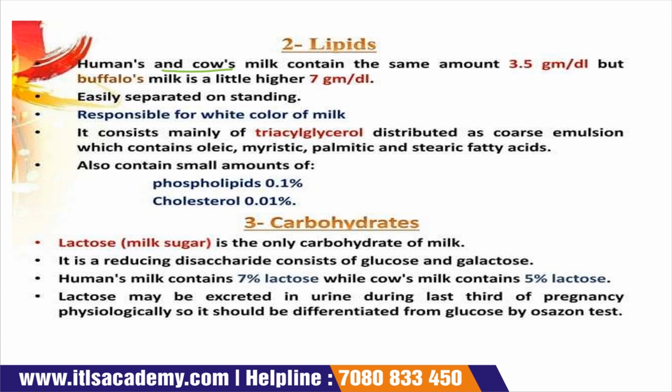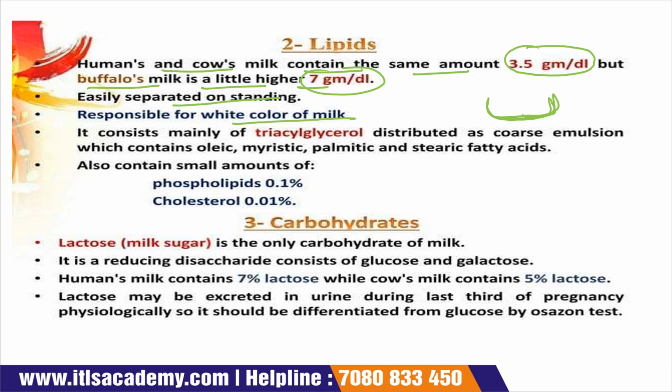Human and cow milk contain the same amount of fat, that is lipid, around 3.5 gram per dl, but buffalo milk is a little higher, that is 7 gram per dl. Easily separated on standing. Suppose that when we leave this milk in a standing condition, then the fat lipid present in the milk can be easily separated. It is also responsible for the white color of the milk.